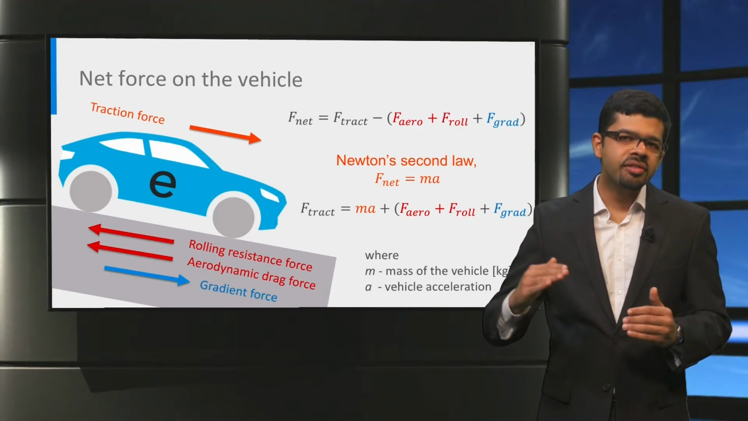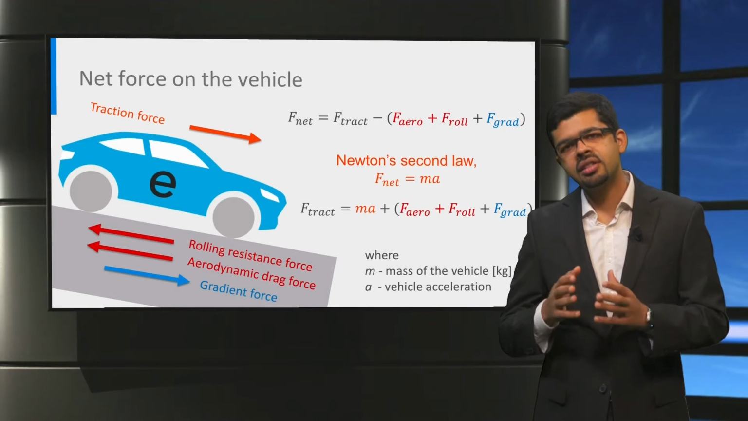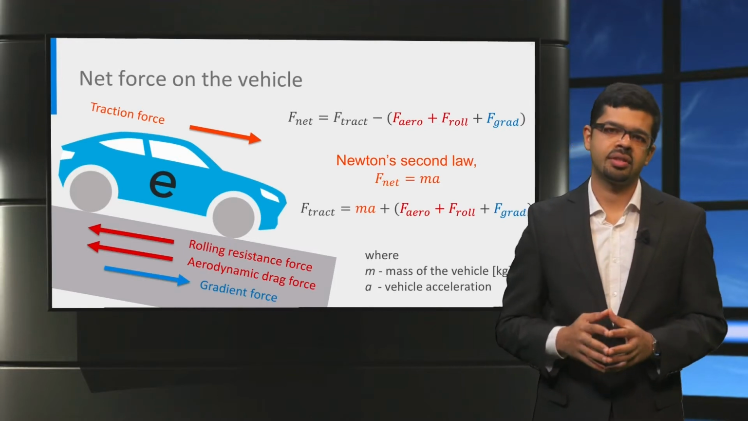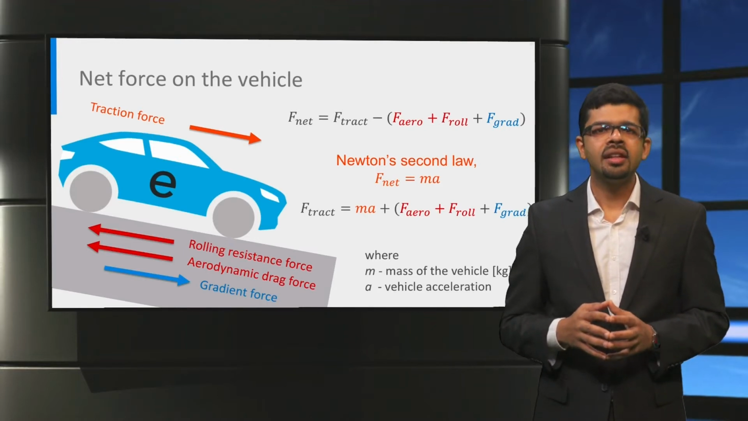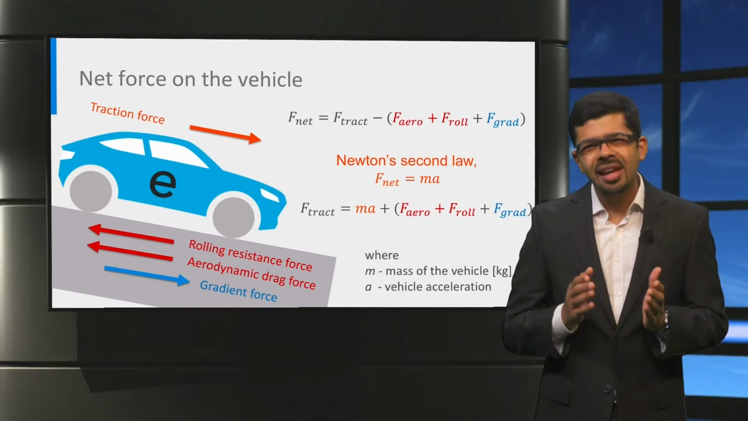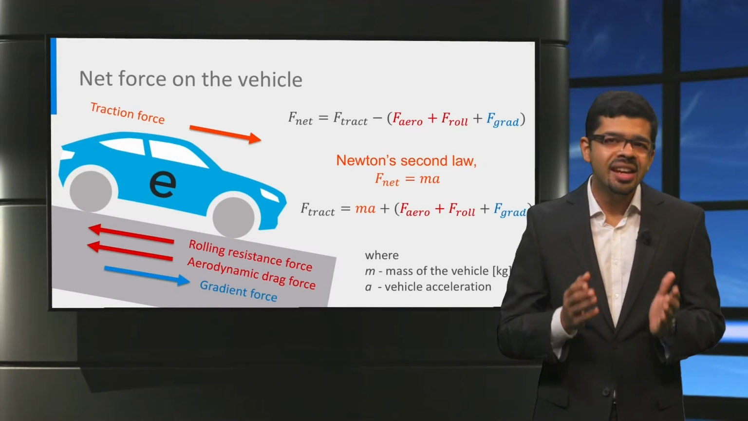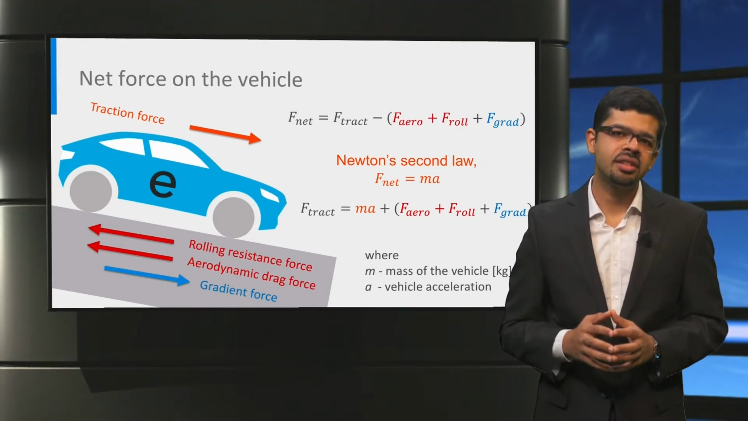Therefore, we can control the vehicle acceleration and thereby the speed by controlling the traction force that the powertrain produces. The traction force is in the driving direction most of the time, but can be zero when the vehicle is coasting, or even negative when the powertrain is under regenerative braking.